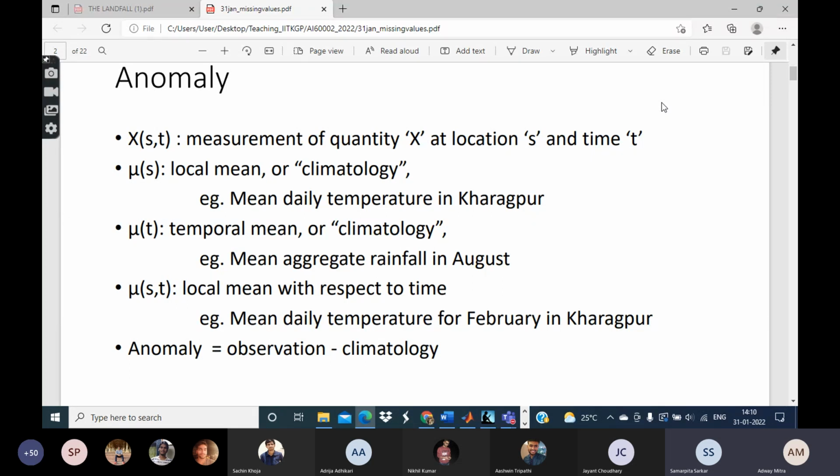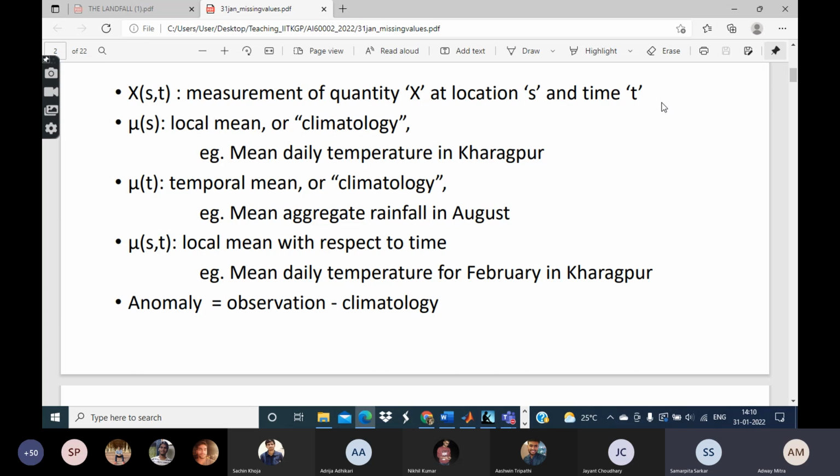So in such situations, to identify these kinds of unexpected or deviant behaviors in the data, people go for anomaly detection techniques. Now, in the domain of earth sciences, anomaly has a slightly different meaning. Anomaly is basically the deviation of a particular observation from the usual value of that observation.